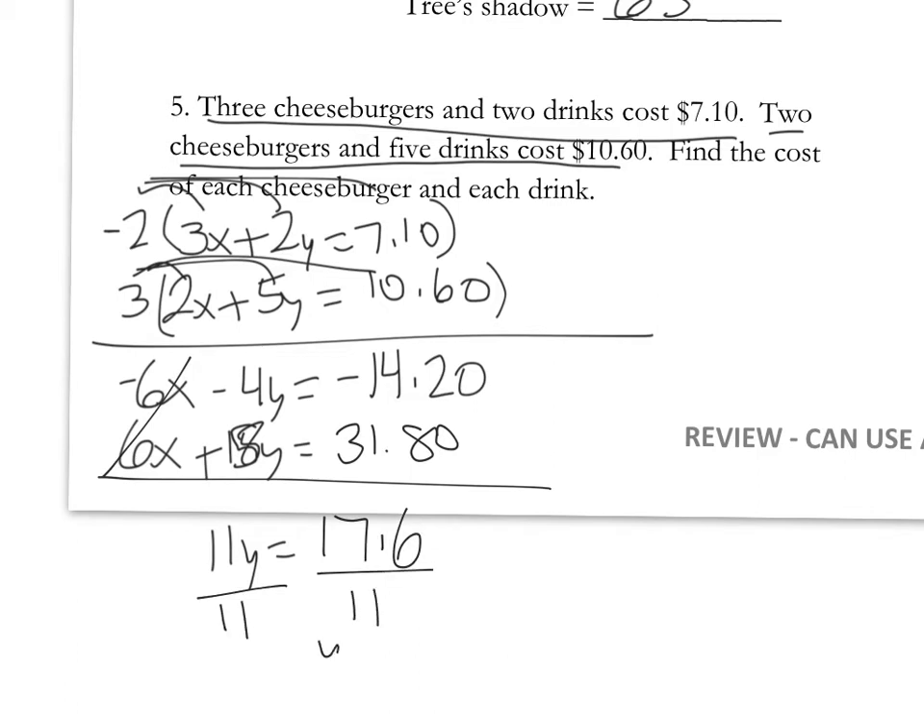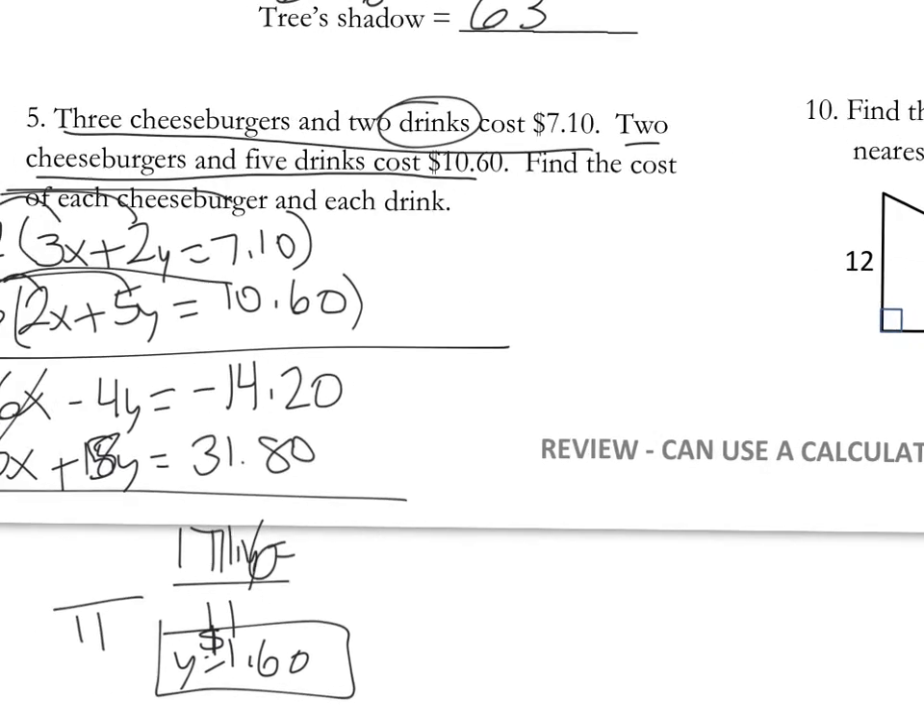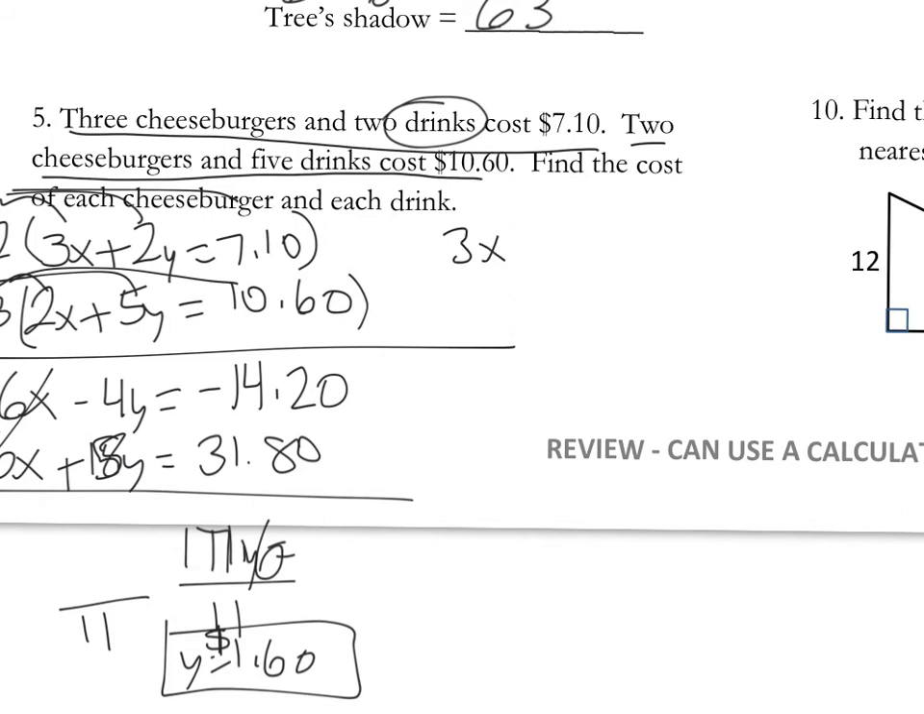and we get 1.6. Remember, this is in terms of money, so that's $1.60 for a drink. That sounds about right, because that's what y stands for. And then we can plug it back in to figure out what x is. Take one of the equations. Let's say we're using 3x plus 2y equals 710.